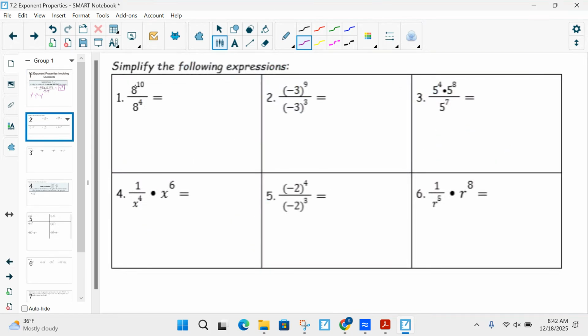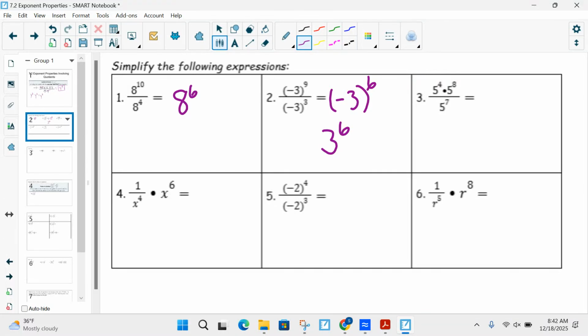Number 1, 8 to the 10th over 8 to the 4th. So 4 of these 8s would cancel with the 4 up here, leaving 6 left over. So 8 to the 6th. Here, the base is negative 3, so you keep the base the same and subtract the exponents, so that'd be negative 3 to the 6th. And since the exponent is even, we can get rid of the negative sign when we get rid of the parentheses, so positive 3 to the 6th.